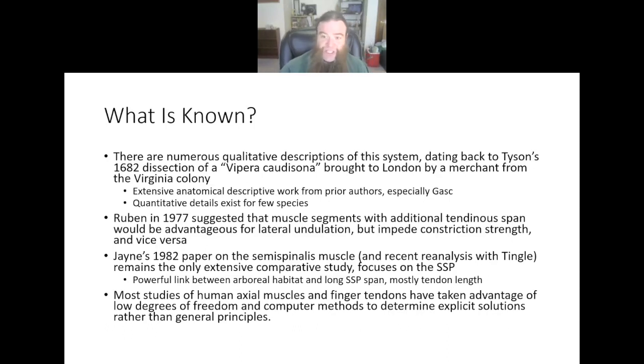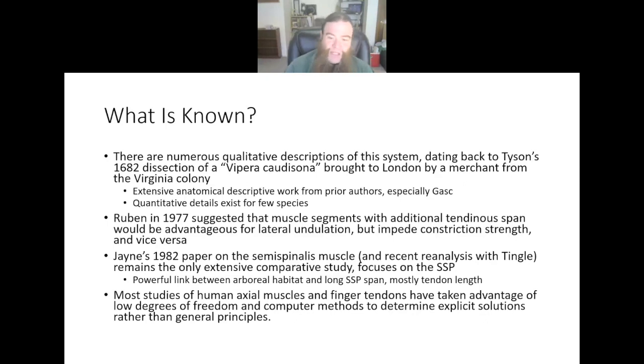Rubin did some work suggesting that the tendinous span would be advantageous for lateral undulation, but impede constriction strength, and vice versa. Bruce Jayne's 1982 paper and the subsequent reanalysis with Jessica Tingle, who will make an appearance later in this, albeit indirectly, via me talking about her work, analyzed the semispinalis muscle, looking at a huge number of species, but just this one muscle, and found a powerful link between the semispinalis span and arboreality, particularly tendon length.